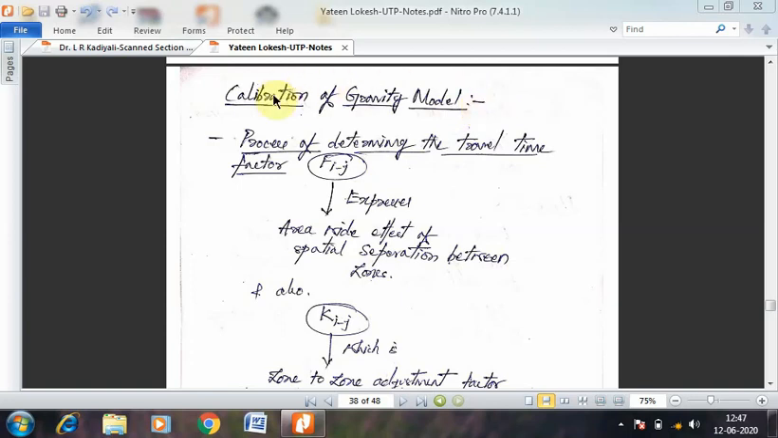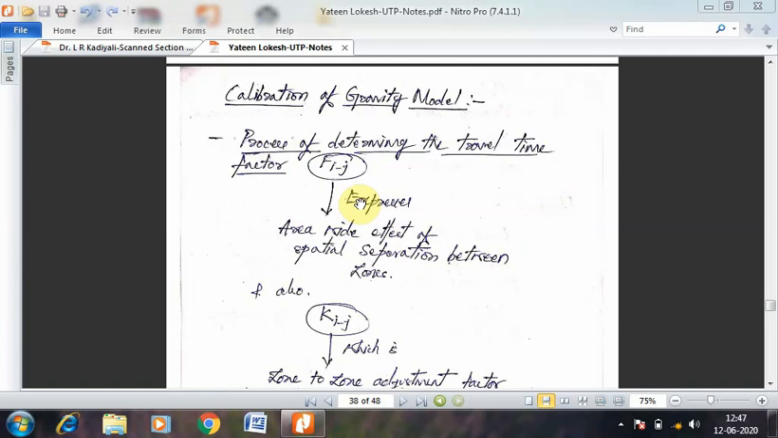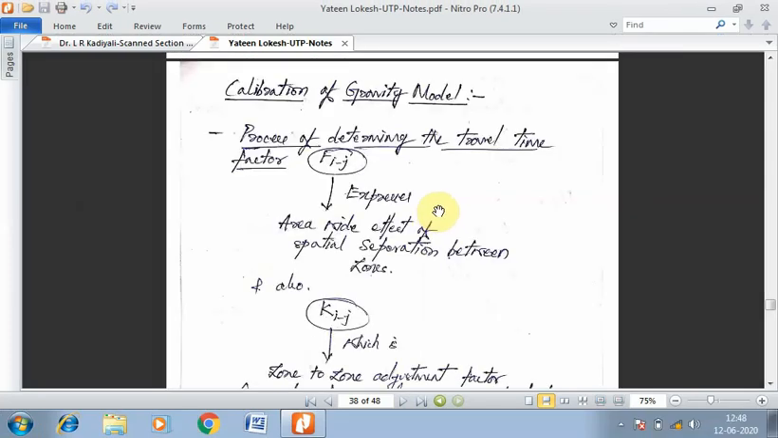So the calibration process basically includes the determination of travel time factor, that is Fij, and the zone to zone adjustment factor, that is Kij. So Fij and Kij are the two factors which need to be improvised and calibrated, and that is what is being explained in 5 different phases, which I'll be discussing a little ahead.